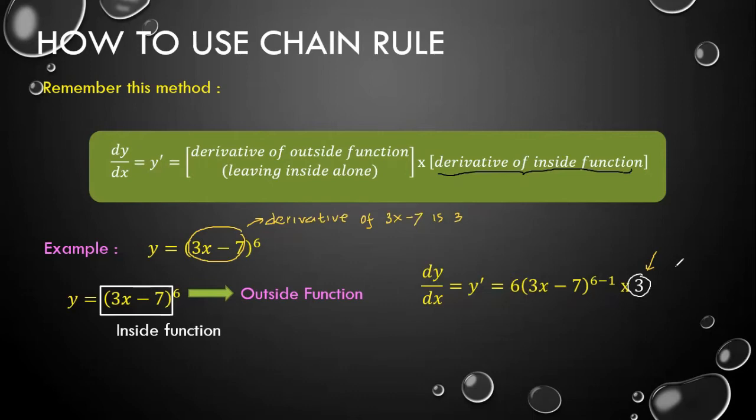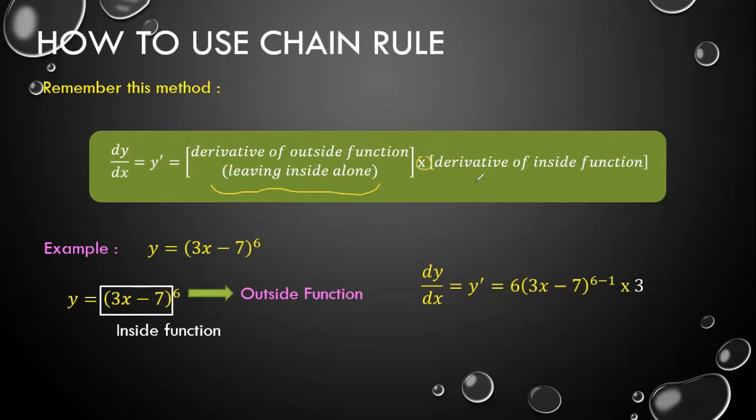Okay, so once again, there are 2 steps that we have to follow to answer this example, how to differentiate (3x minus 7) to the power of 6. The first is the derivative of the outside function, and then we have to multiply by the derivative of the inside function. Is it clear to you, everyone?